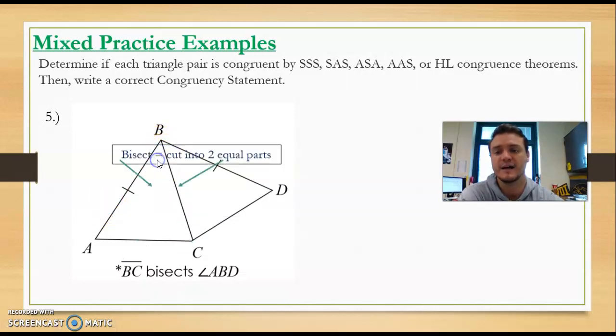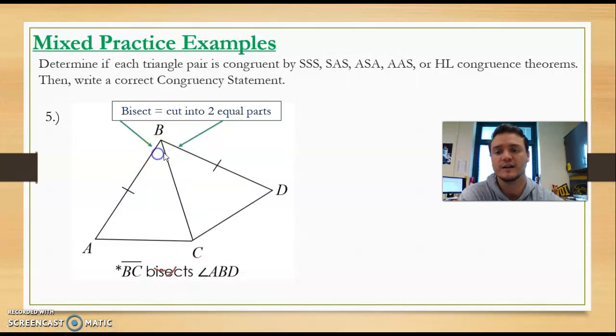So what it means is that these two angles are cut into two equal parts. So we have these two angles are congruent to each other. That's what this statement means for us. So that means angle ABC is the same as angle DBC.